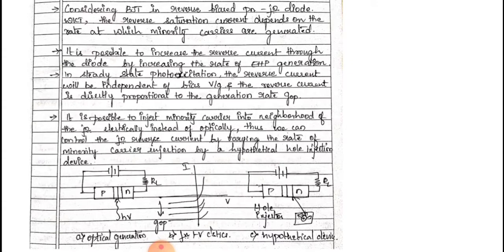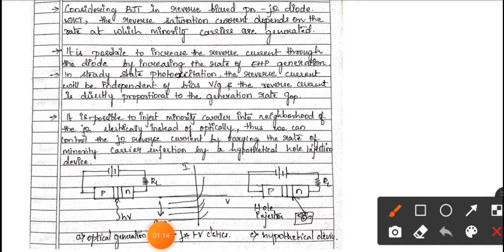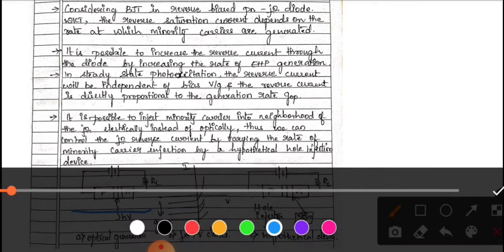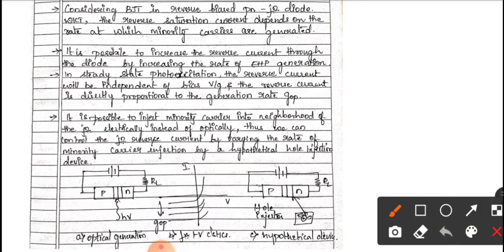Considering a PN junction diode under reverse bias mode. You can see the figure here, a PN junction under reverse bias. Reverse bias means P is connected to the negative terminal and N is connected to the positive terminal. Here the reverse saturation current depends on the rate at which minority carriers are generated.